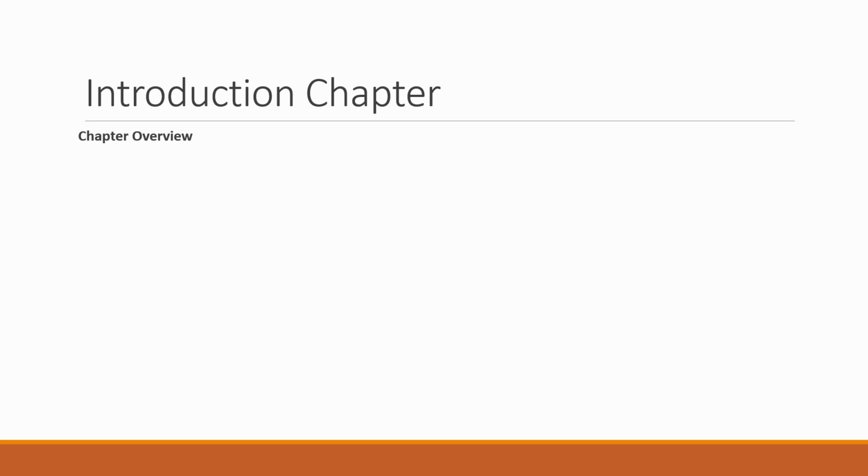We start with the chapter overview, giving a brief introduction of what this chapter does. And we do this for all the different chapters of a research thesis. We do provide a chapter overview. Following this, you start with the background of the study.